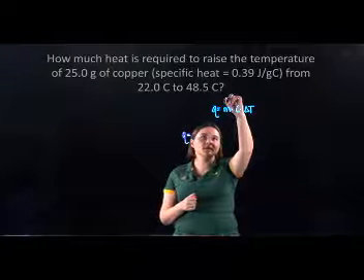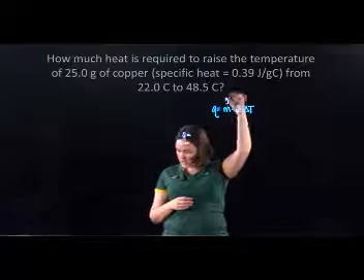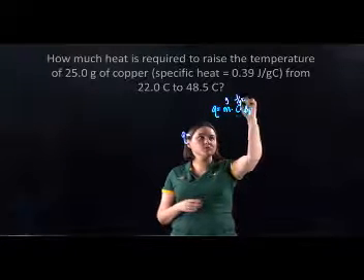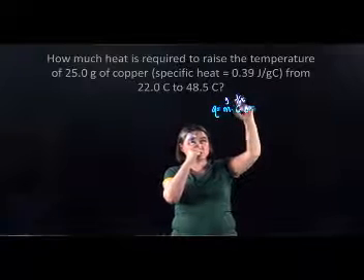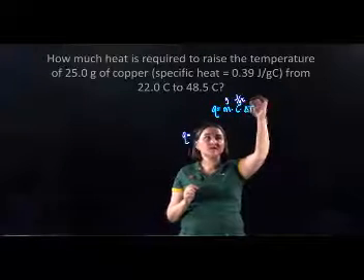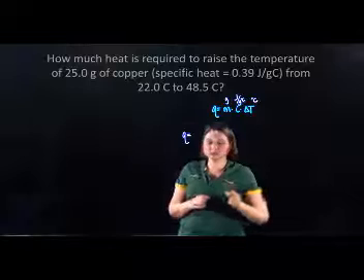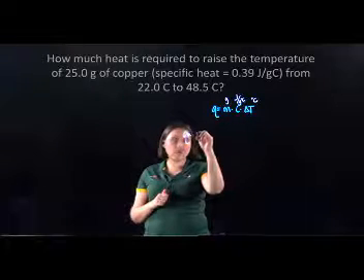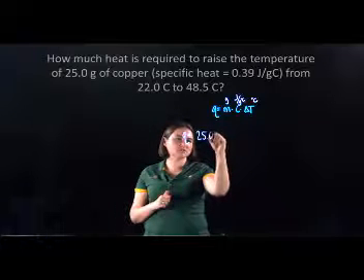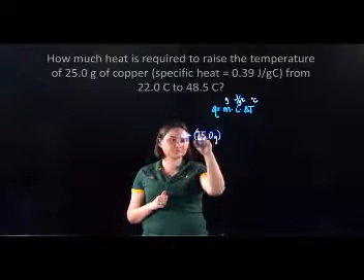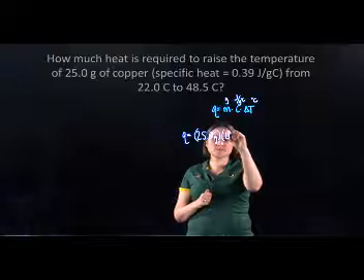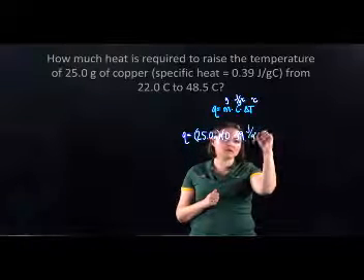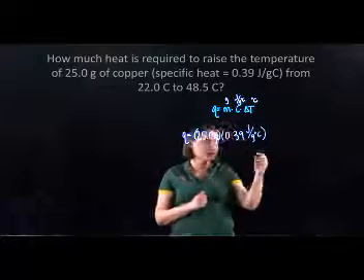Remember that mass is generally in grams, especially when your C is in joules per gram degrees C. And then your delta T here is going to have to be in degrees Celsius. We're given a mass in grams, so we don't have to do anything with that. We're given the specific heat of copper in units that match the units of everything else.